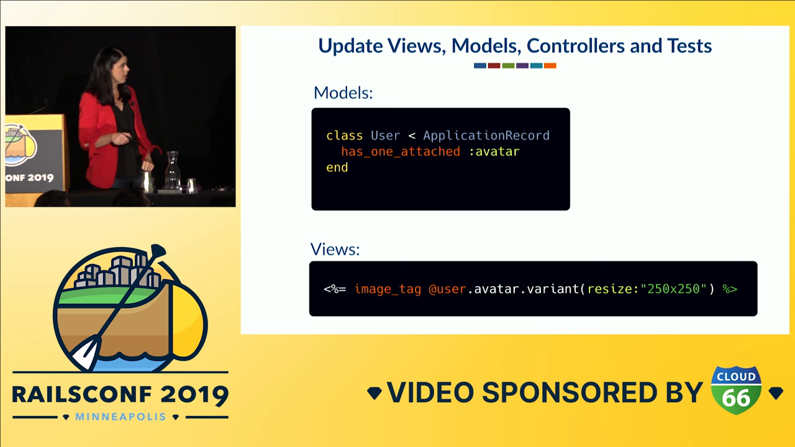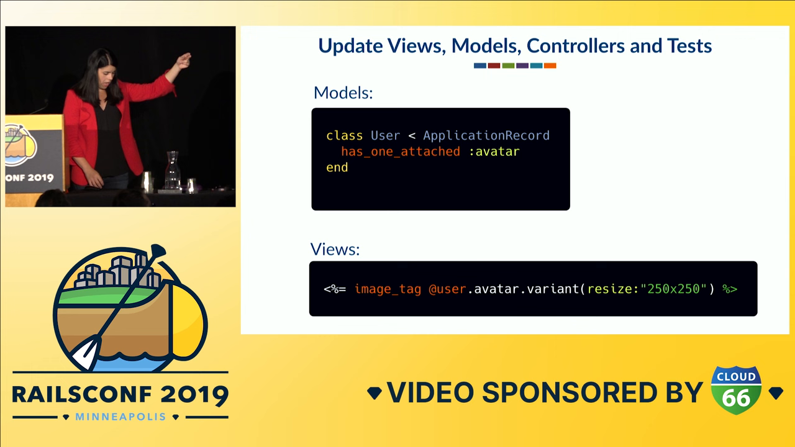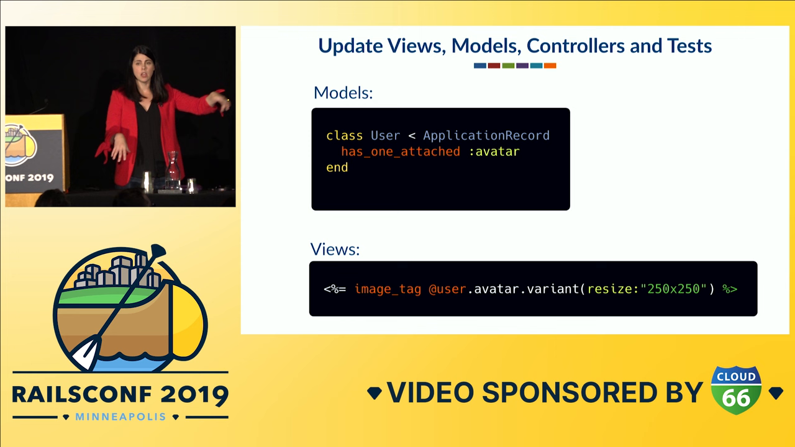If you look at the views, you can see if you're going to be using multiple sizes of images, use something called variants. And the cool thing about variants is you can just pick your image size on the fly. You aren't hamstrung into specific sizes that you've predefined.